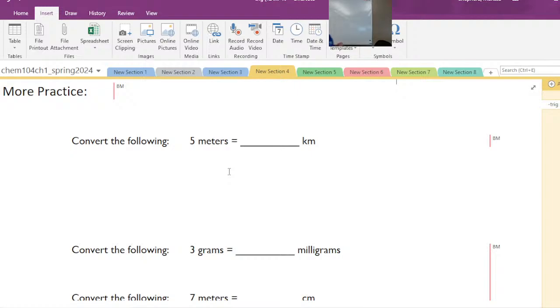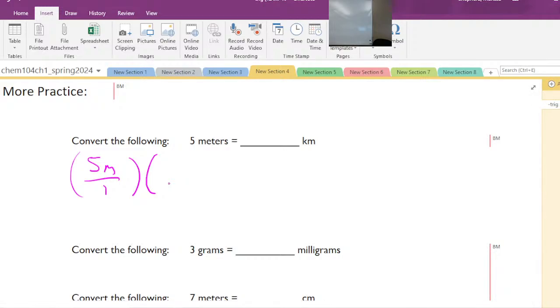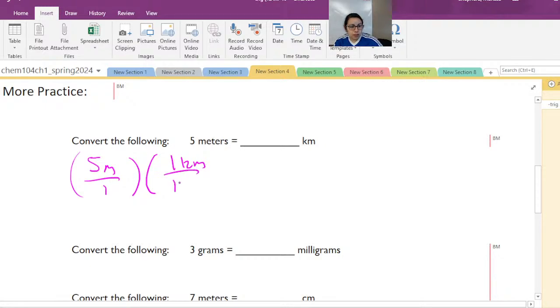So that looks good. So I'm just going to rewrite what she wrote up there. Starting with our 5 meters, and then write our conversion factor. So that just came from our sheet. So 1 kilometer is 1,000 meters. And so again, wrote it in this way. So meters cancels, leaving us with kilometers. And that looks good. So 0.005 kilometers.